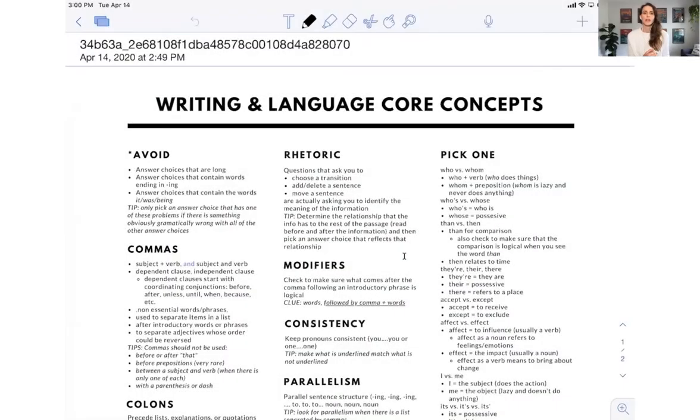So you will notice that every single concept isn't tested in every single writing and language practice test. It will vary from SAT to SAT. So it's really important to take several practice tests and review the concepts that pop up in each one.